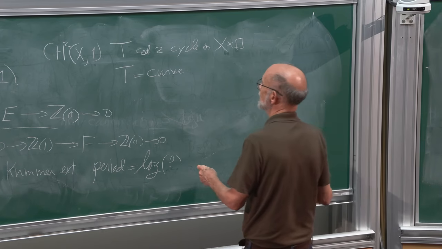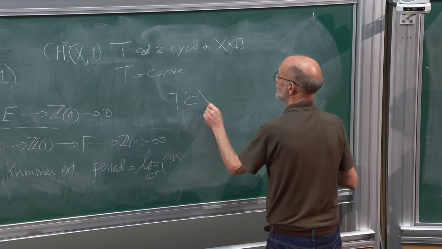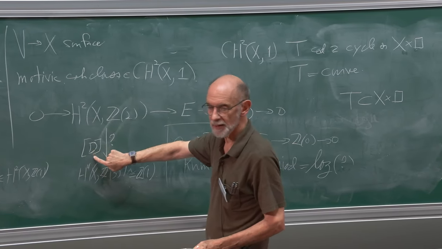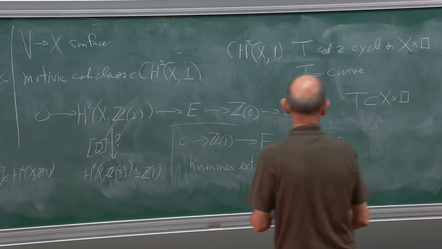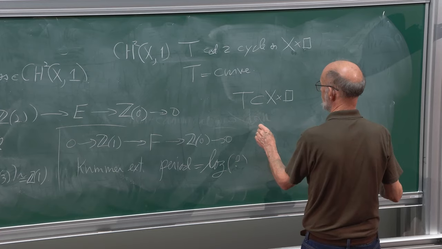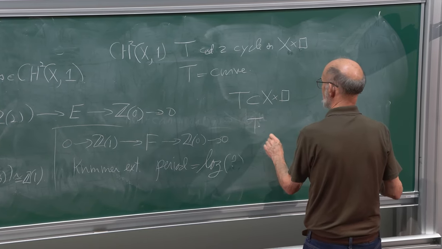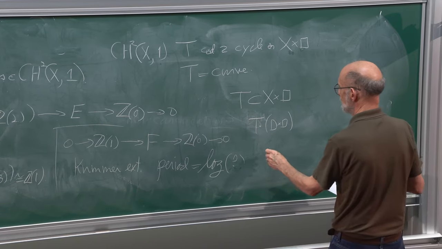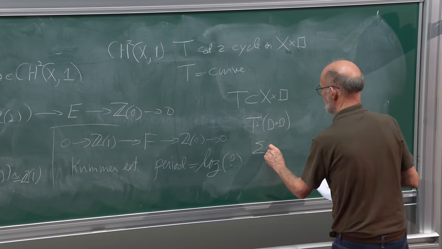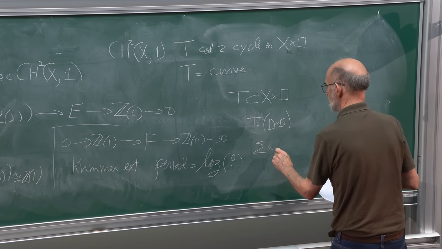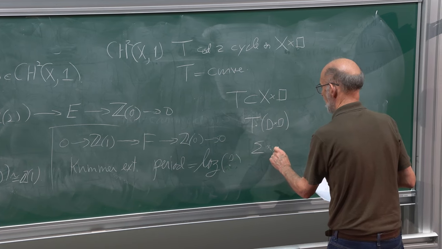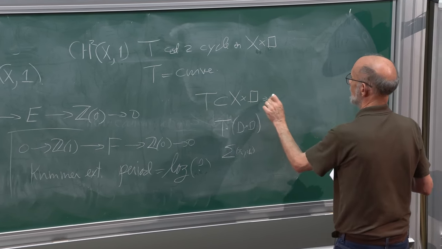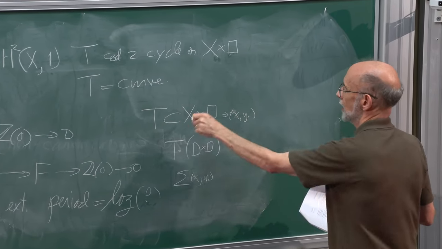And so I have a curve T contained in X cross box, but I'm going to intersect with a D. So in fact, what I can do is my intersection here. I can look at T dot D cross box. And what will this be? This will be a sum of points xi, comma yi, let's say. So xi and yi are in here.